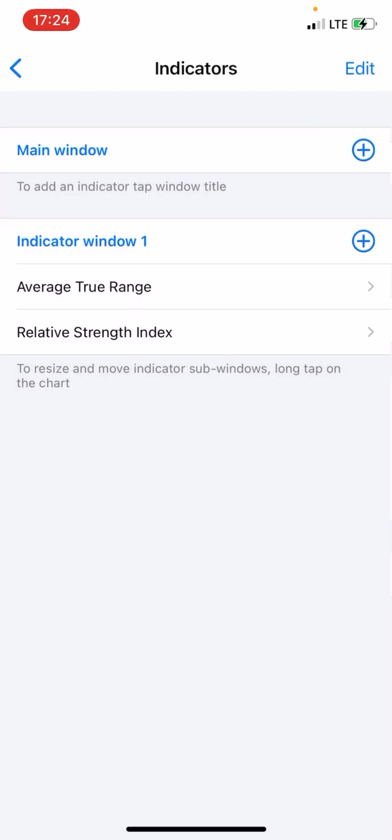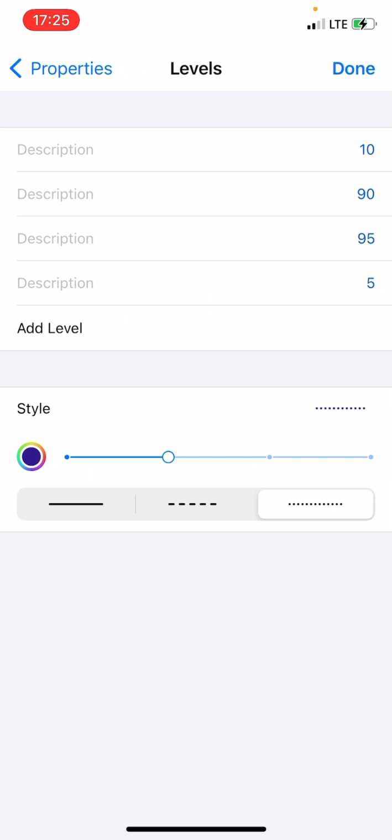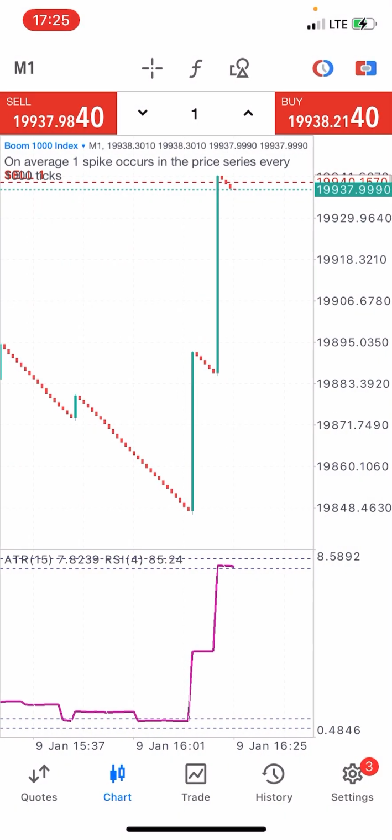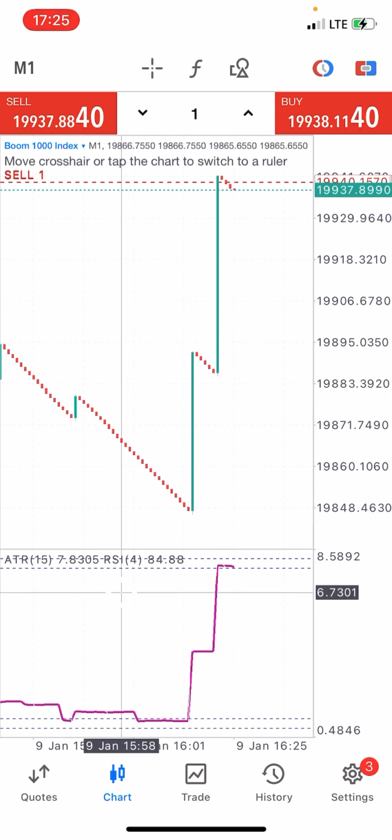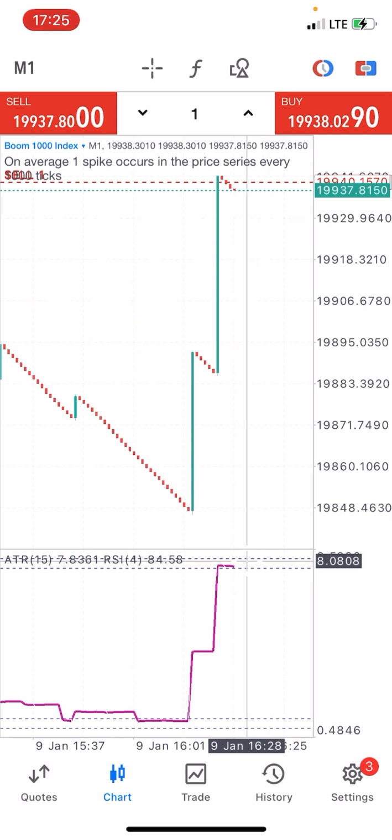Then we go on to use the RSI. The period is 4 for the RSI. The levels are 10, 90, 95, and 5. And you don't really need to use any color except for the levels. The levels you have to use a color, so you can choose. If you're using a white background, you can choose any other color except white, so that you can see the levels. When you're done, you click on done, and this is what your chart is going to look like. So we have the ATR, and now we have the RSI giving us these levels.